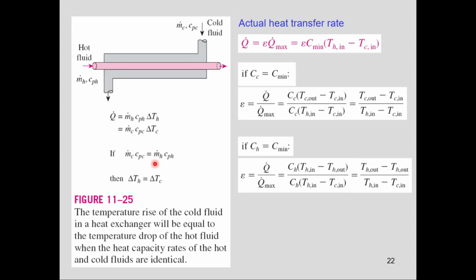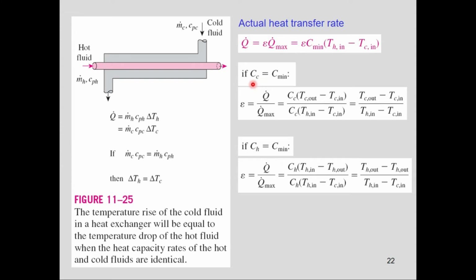So the degree of temperature decrease in the hot fluid stream will be equal to the temperature increase in the cold fluid stream in the heat exchanger, right? In the previous slide we said that CH was the C min value, but it is not always the case. It depends upon the inlet temperature as well as the specific heat.